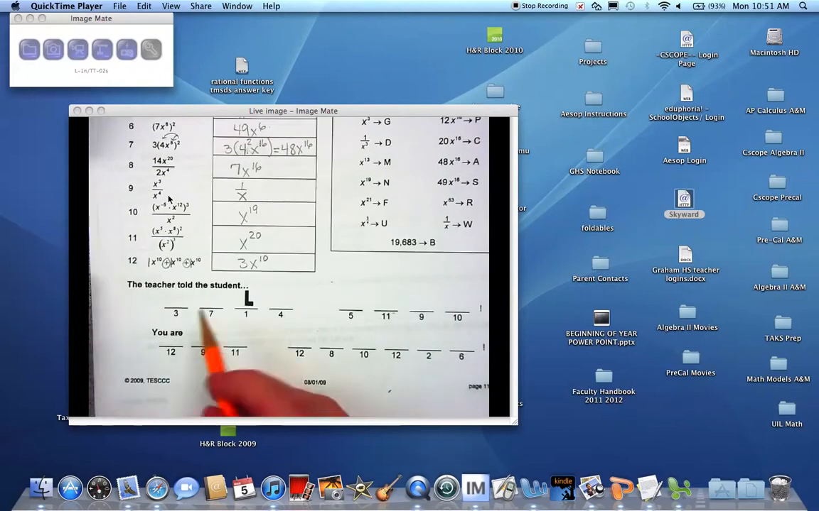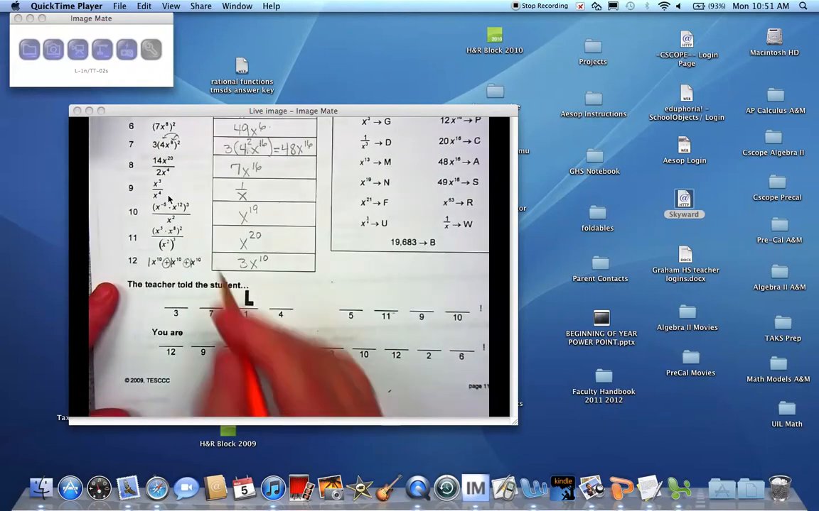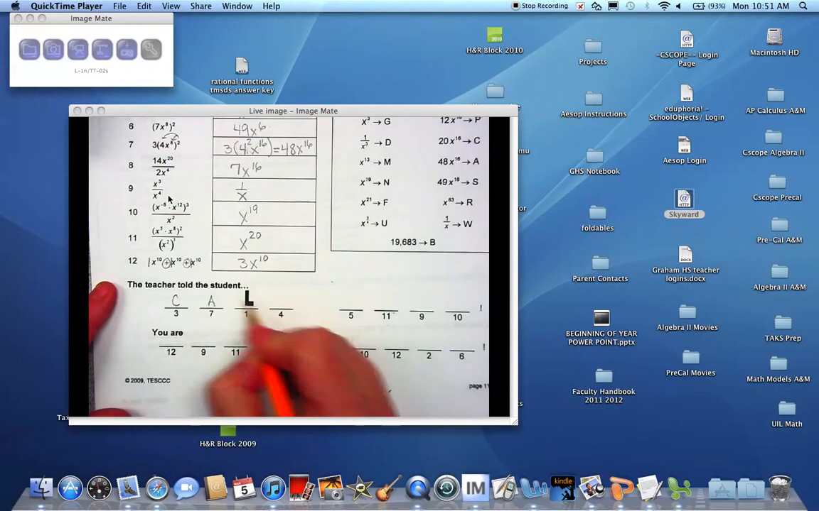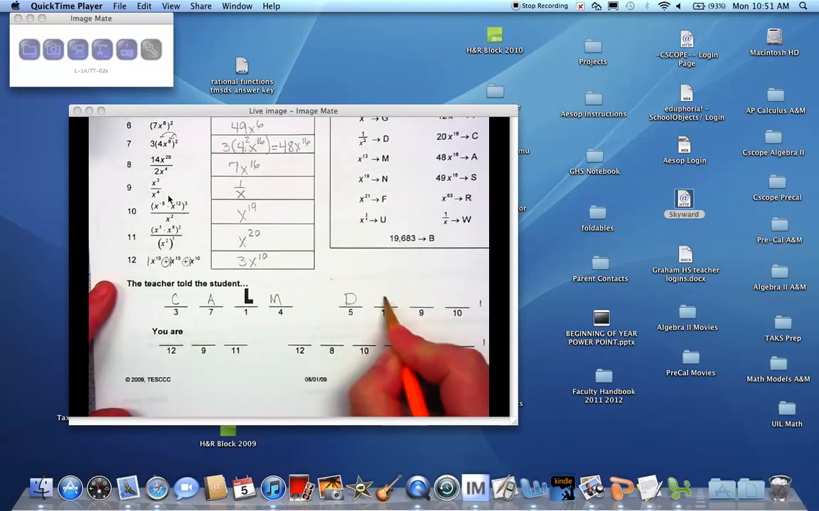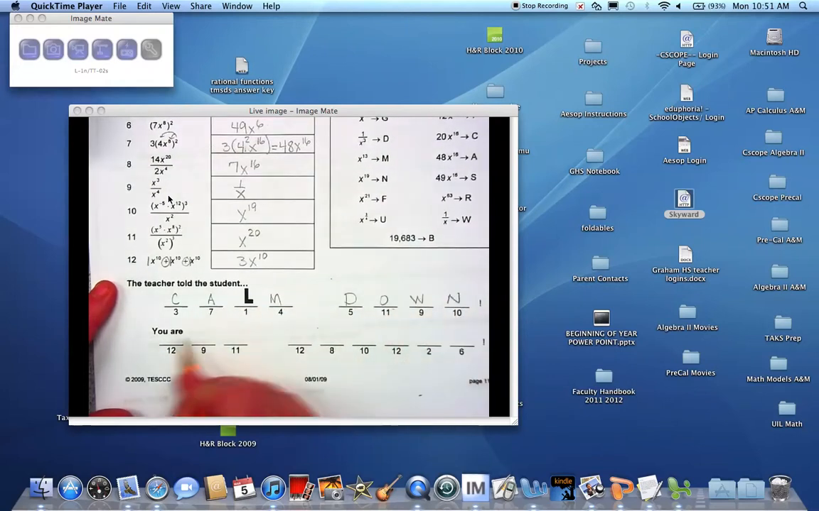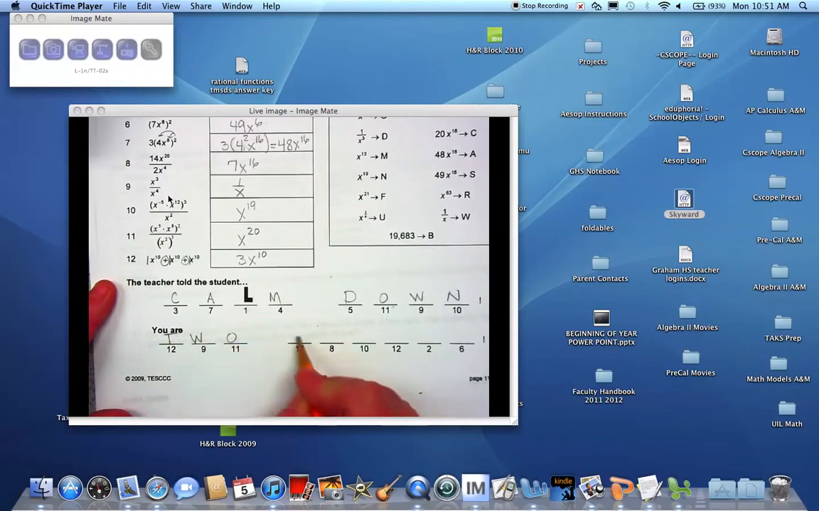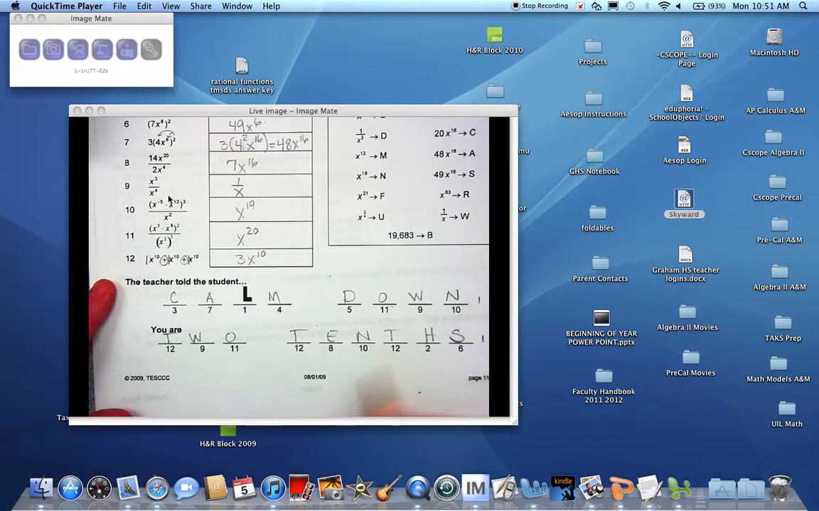Okay, so what did you get for the teacher told the student? 2 tenths. Calm down, you are 2 tenths. You get it? It's a little pun there.